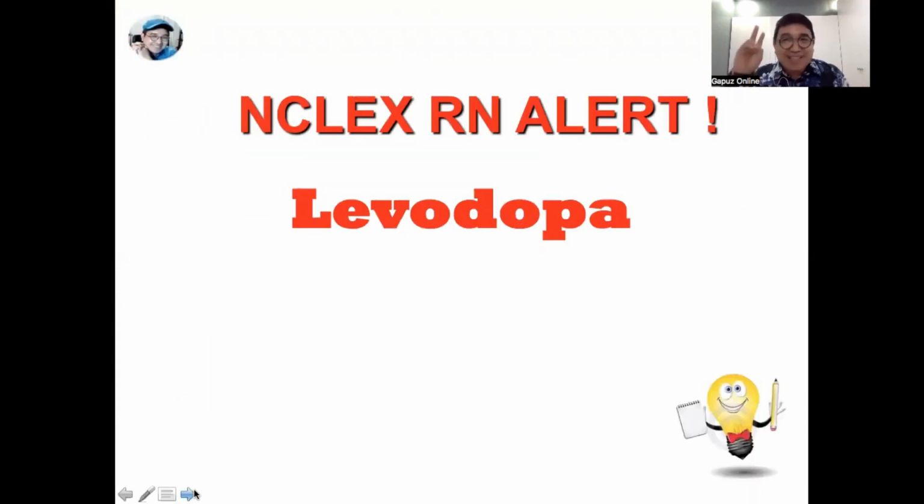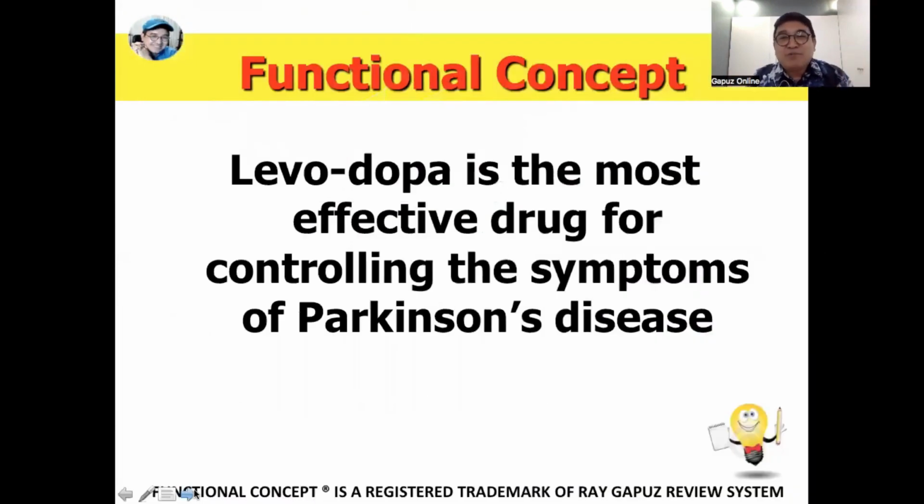Okay? Second, remember that levodopa is the most effective drug for controlling the symptoms of Parkinson's disease. However, instruct the patient to avoid protein-containing foods like fried chicken, because that will decrease the absorption of levodopa. And the first symptom that you will note when there is decreased absorption of levodopa is that the pill-rolling tremors will become worse. Okay? So levodopa should be administered with a low-protein diet or avoid vitamin B6.